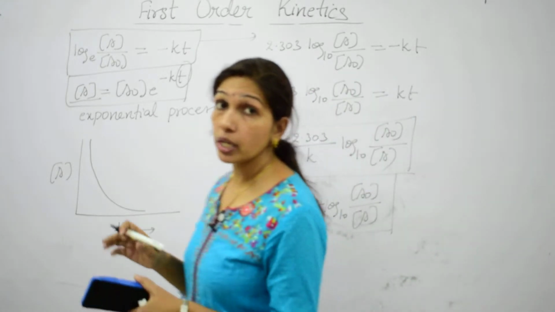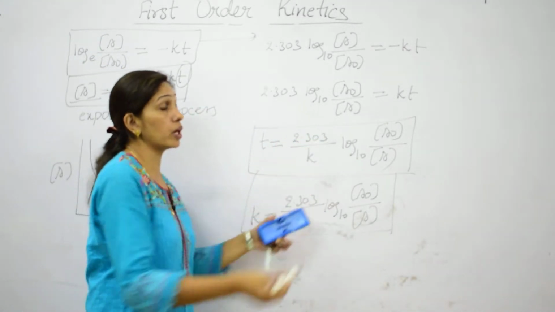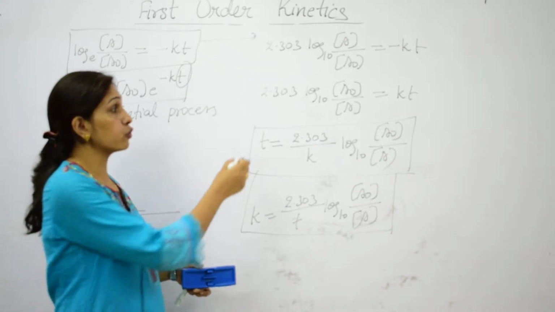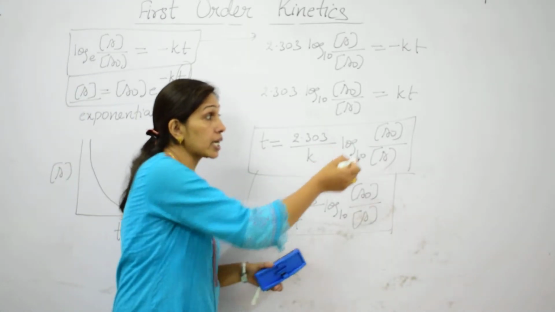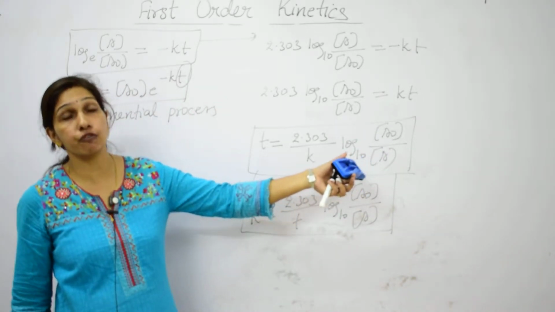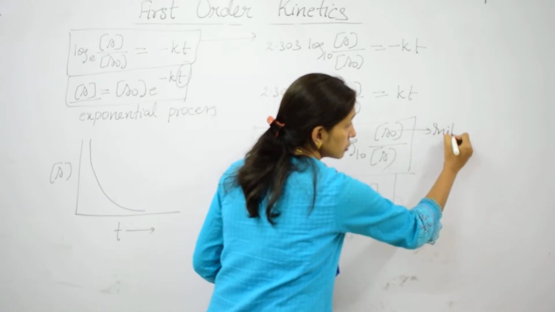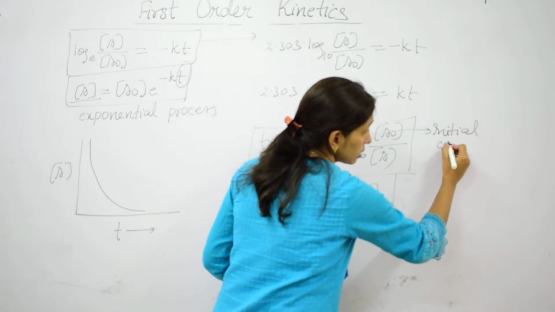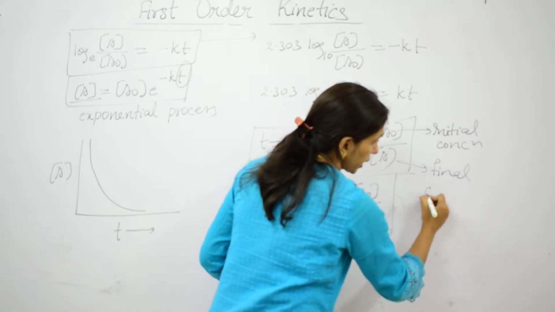So, first order reaction depends only on the concentration of one of the reactants, and therefore time and rate constant we can get by taking the initial concentration and the final concentration. This one is the initial concentration of reactant, and here we have taken the final concentration of reactant.